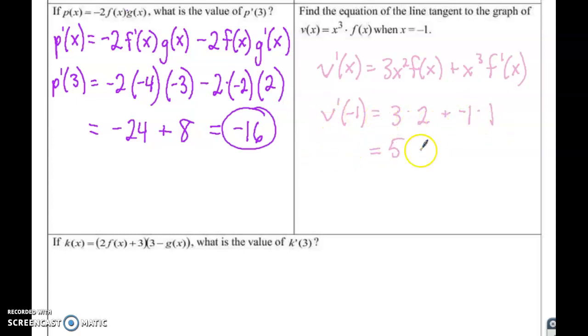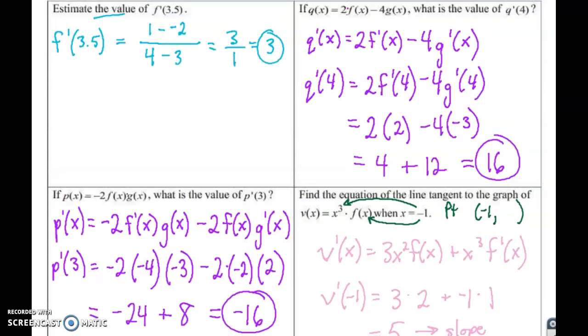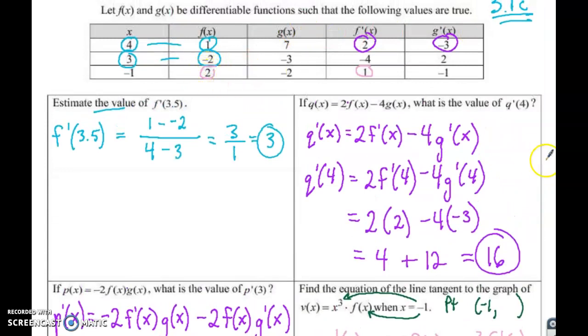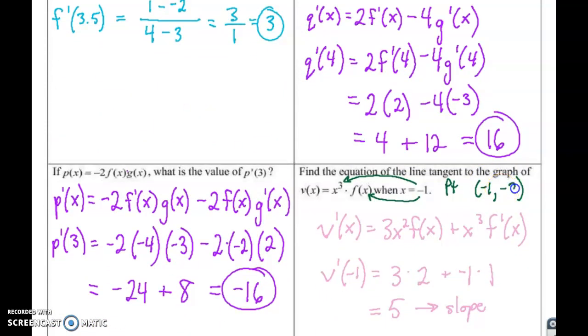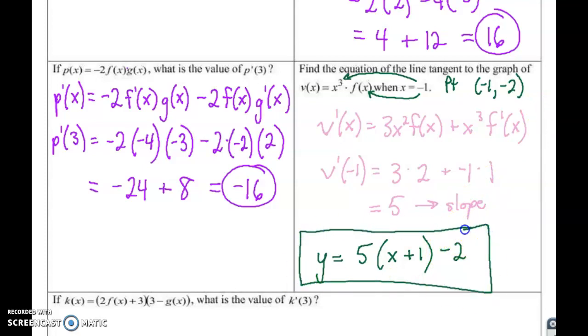So our slope is 6 minus 1 is 5. Now remember, that's v prime. That's going to be the slope in our problem. What we still need to do is figure out what the point is. Now the point has the x-coordinate of negative 1. Well, how do you find the y-coordinate? Plug it into the original equation. Negative 1 when you cube it, it's still negative 1, times f of negative 1, which was 2 we found earlier. So negative 1 times 2 is negative 2. So our equation of the tangent line, your slope, x minus your x-coordinate, and then, because you'd be adding that term over or subtracting that term over, minus 2.